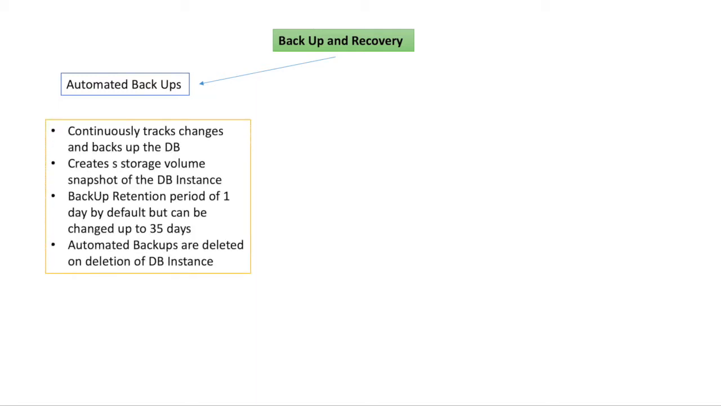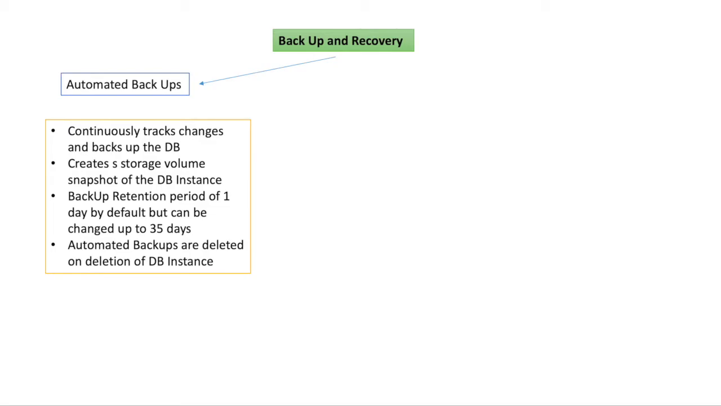Now let's go to backup and recovery, which is a very important part. DB is a very significant entity for any company, for any organization. DB is the most important part because everything is stored within your database. You would really want to have backups of the system. So Amazon provides you with a feature wherein it automatically takes backups for you. It continuously tracks the changes and backs up the DB, creating a storage volume snapshot of the DB instance. By default, the retention period is 1 day, but if you want, you can retain it up to 35 days by customizing it.